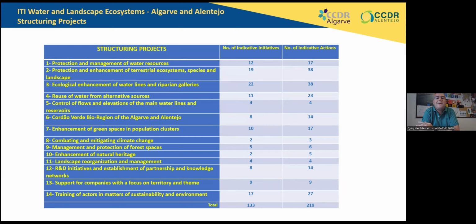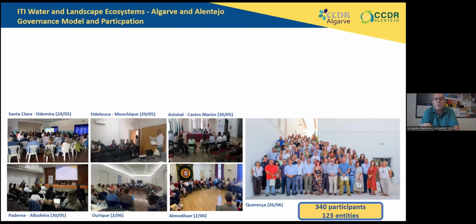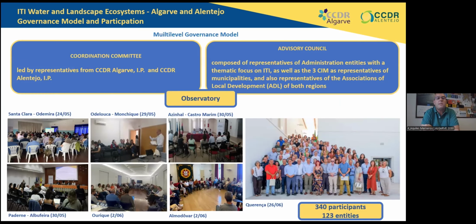And all these intentions, indicative initiatives and actions, came from different potential beneficiaries: municipalities, academia, science centers, LAGs too, and citizens that participated widely in our sessions to create the action plan. We held 7 sessions in rural communities, bringing together more than 300 people and 123 entities. It's a very wide participatory process.